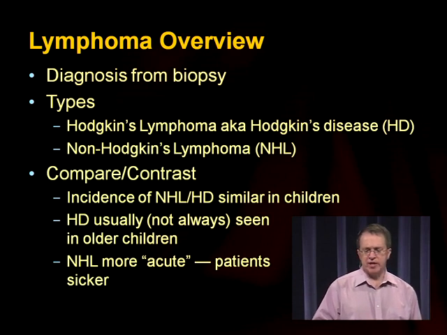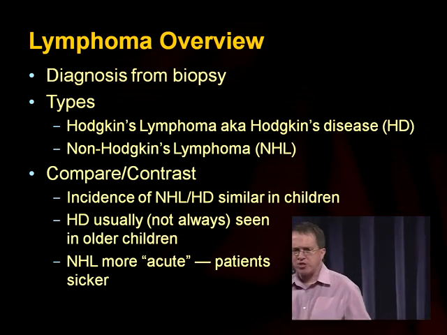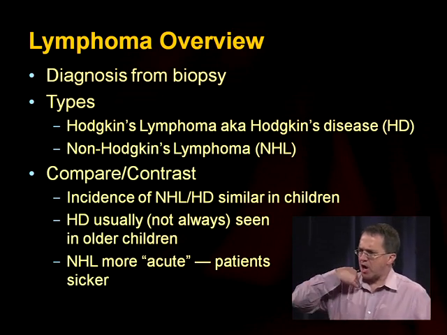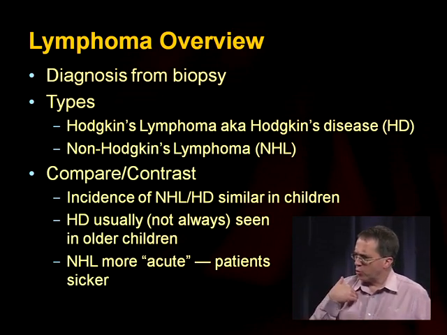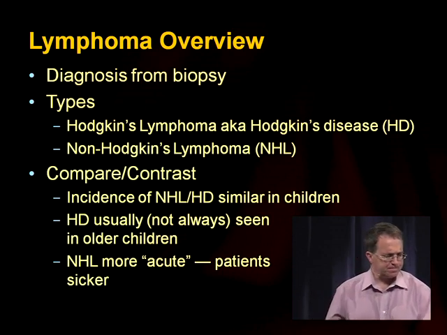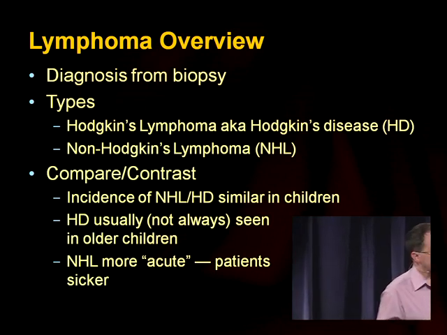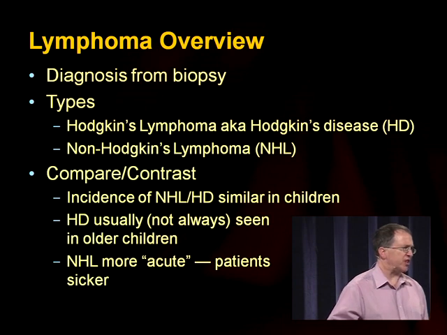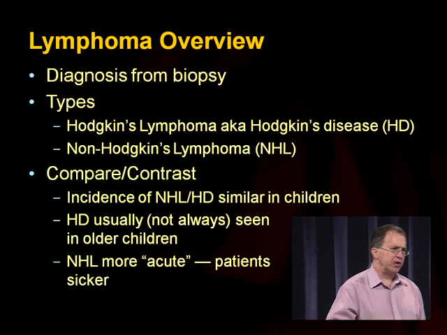Hodgkin's classically, though not always, is seen in older children. That is your teenager who has night sweats, who comes in, you see a supraclavicular node, and because Hodgkin's moves from nodal group to nodal group, you're going to get a chest x-ray, and there's a big mediastinal mass. Non-Hodgkin's patients, though not always, are often more acute and sicker. You can kind of relate your non-Hodgkin's patients to maybe a Burkitt's patient if you've seen one. Big mass, growing quickly, sick patient.